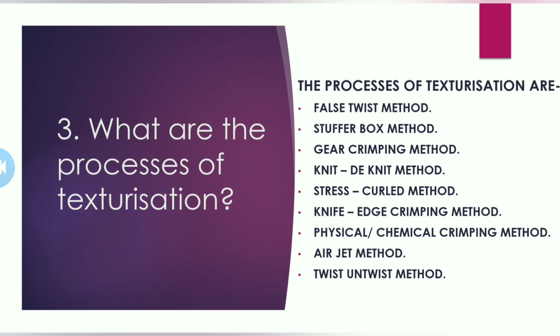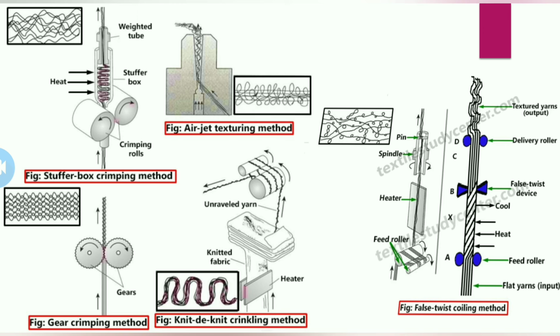My third question is, what are the processes of texturation? The processes of texturation are the false twist method, stuffer box method, gear crimping method, knit de-knit method, stage curl method, knife edge crimping method, physical chemical crimping method, air jet method, and twist untwist method.